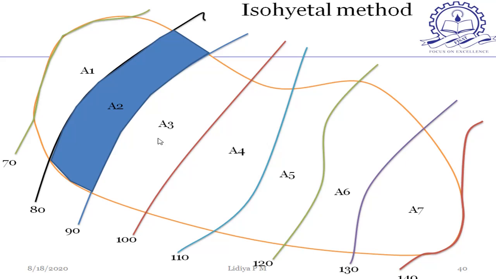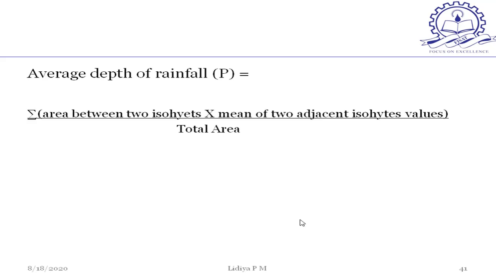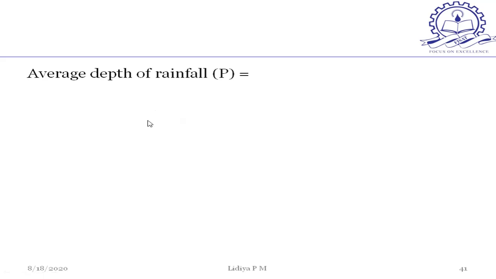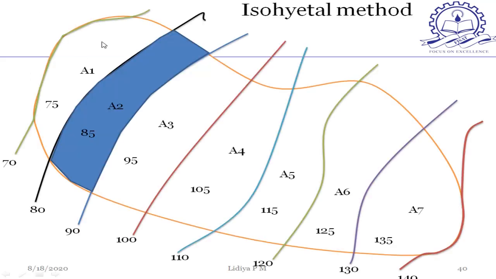First step, you have to calculate the average rainfall in each area. That is, if you consider area A1, the average rainfall is equal to 70 plus 80 divided by 2, so we are getting 75. Similarly, we calculate the average rainfall for each area. Then this is the equation to calculate the average depth of rainfall. P is equal to the area between two isohyets, say if you consider this one, A1 into 75.